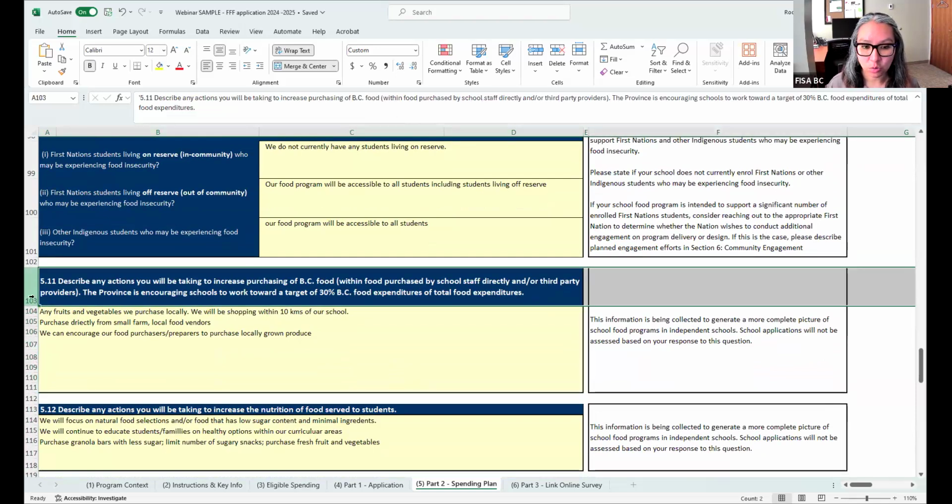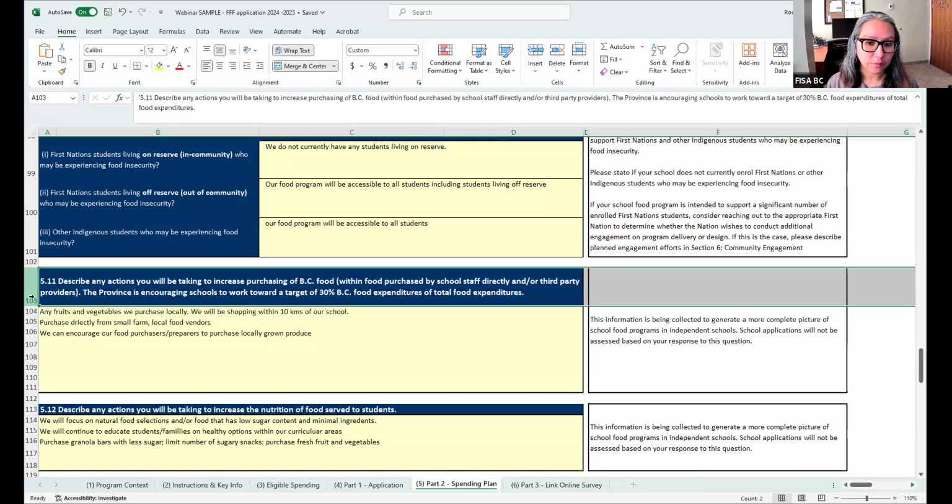Describe any actions that you will be taking to increase buying BC food. Remember that the plan is that eventually we are working a lot with local food. We know sometimes that could be hard, and don't worry, going to Costco is sometimes easier than going to a local farmer, because of price and all the other things we have to think about to see what is best for your school. However, we again want to plant a seed and be mindful about this.